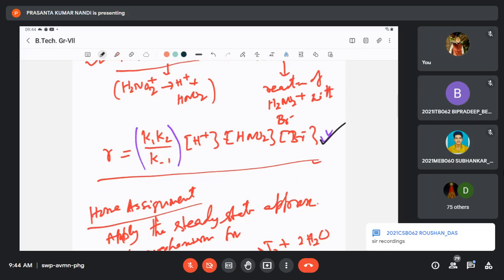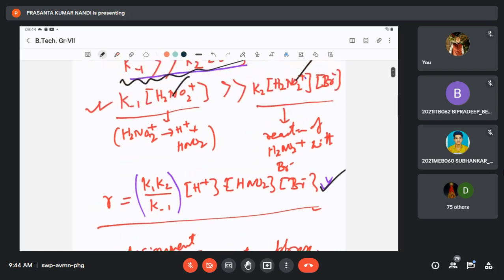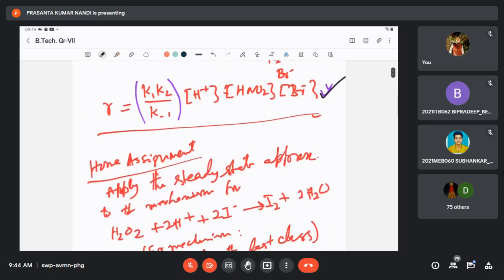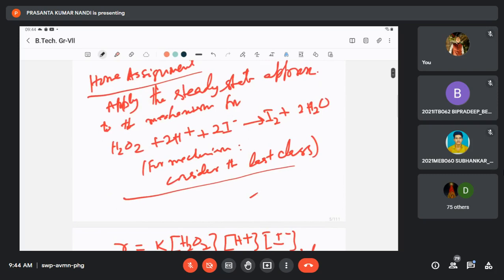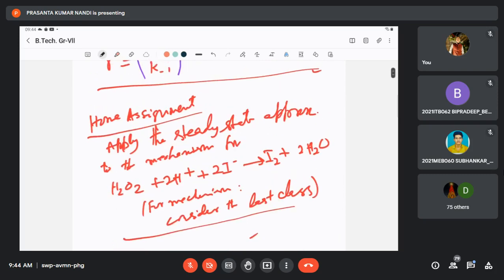Now, this is one application of the steady state approximation to elucidate the reaction mechanism. Now, this is a home assignment: apply the steady state approximation to the mechanism.